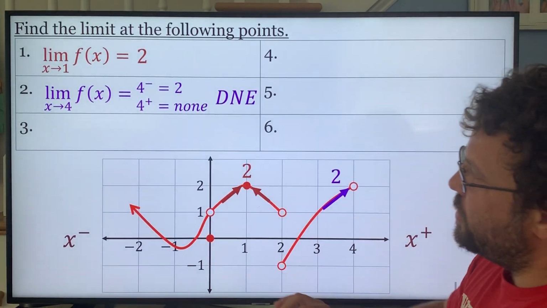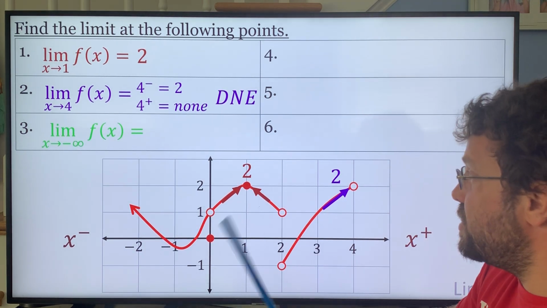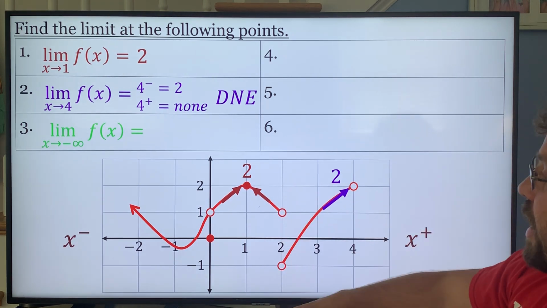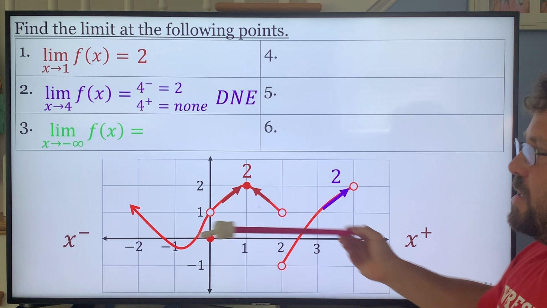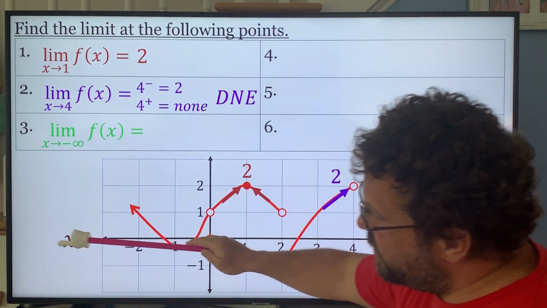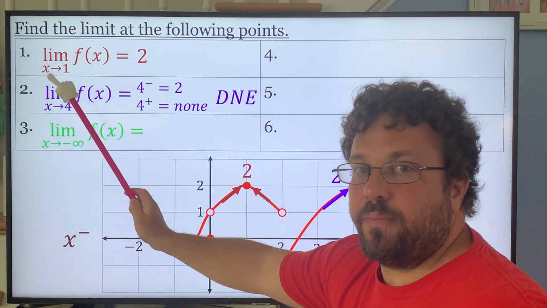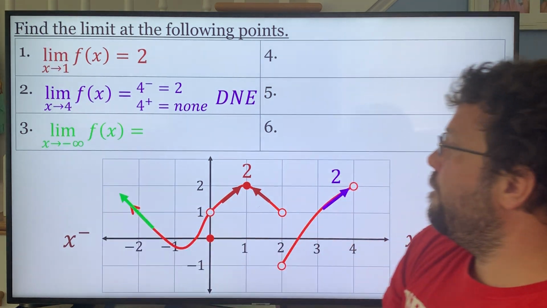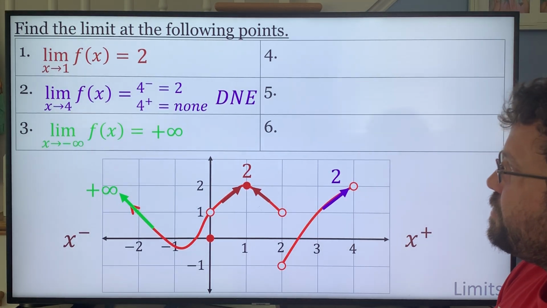Next one, number 3. As x approaches infinity, now this is also end limit behavior. Negative infinity is which way? This way. So as your graph is going this way, what's my actual graph doing? It's going up. And when you go up, which direction is up? Positive infinity. So it goes to positive infinity.